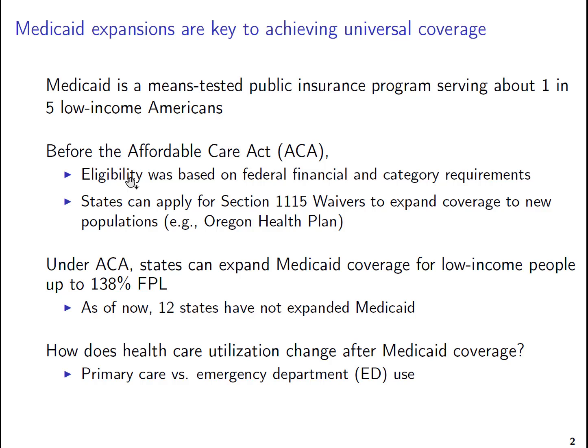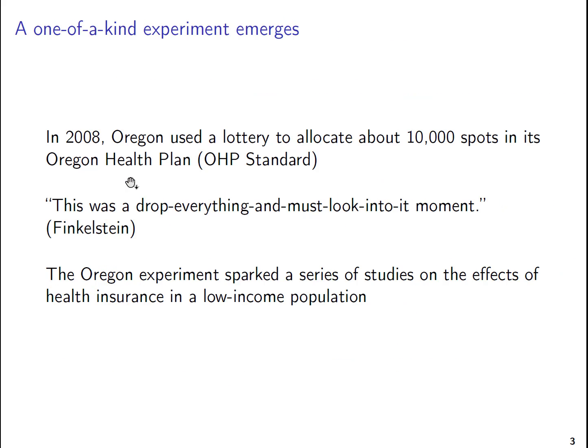So there are all of these different theories about what could happen when you expand coverage, especially to a low-income population, right? Guess what? A one-of-a-kind experiment came along, which happened in Oregon, which provided very new and compelling evidence about what happens to healthcare utilization and also health outcomes of low-income individuals when you expand coverage. Amy said this was a drop-everything-and-look-into-it moment.